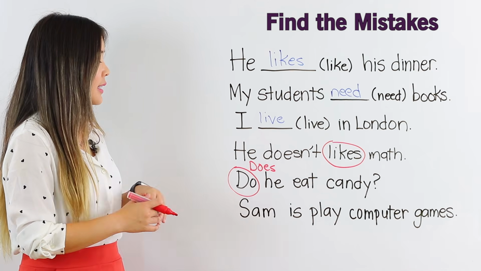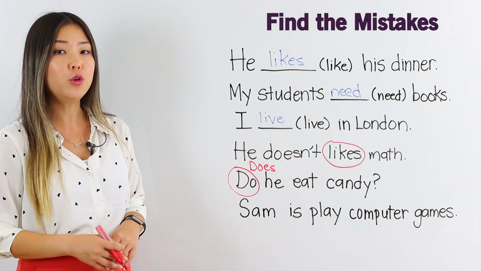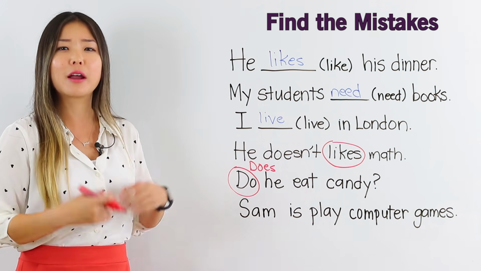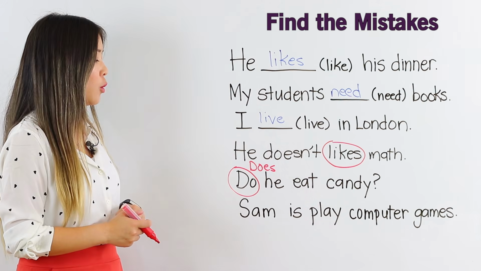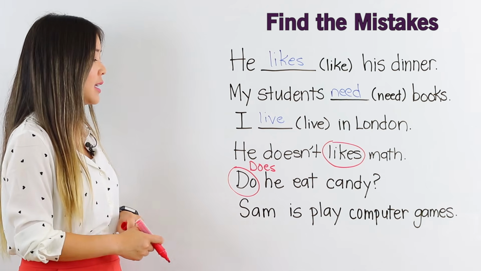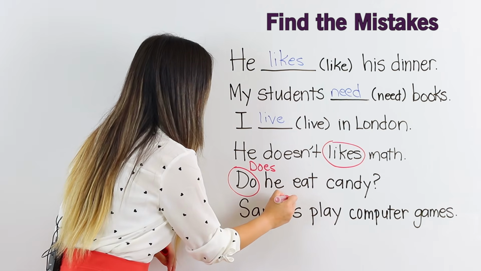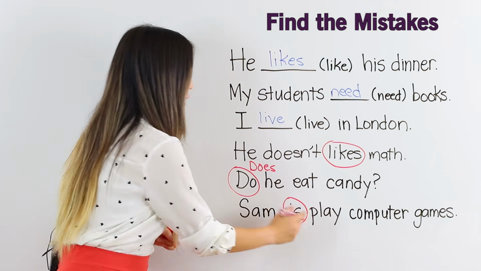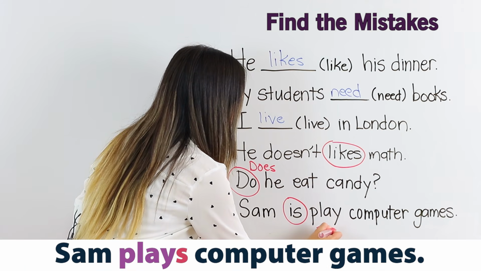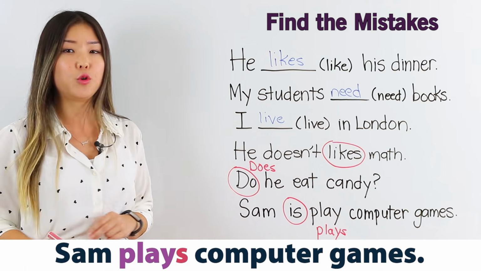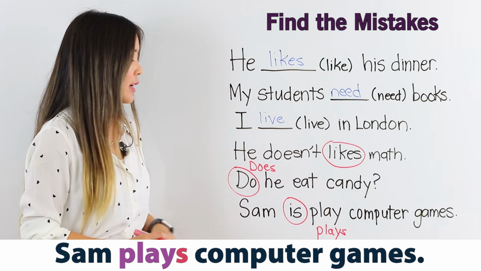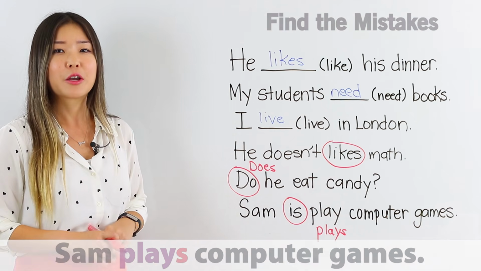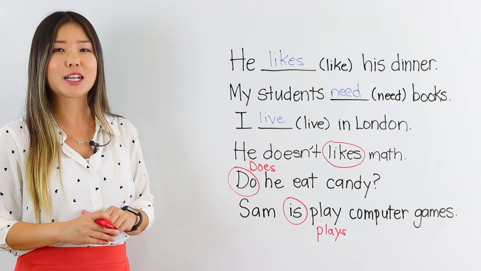And finally, Sam is play computer games. There are two present simple verbs here, and we can't have that. So the correct way to fix this sentence is to get rid of the is, so take that out, and say, Sam plays computer games. Add an S because the subject is Sam, which is a he. Great job! Let's move on to the next practice.